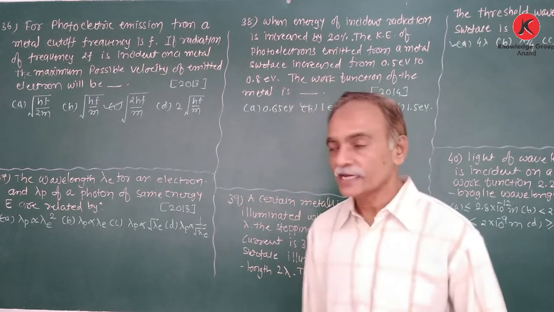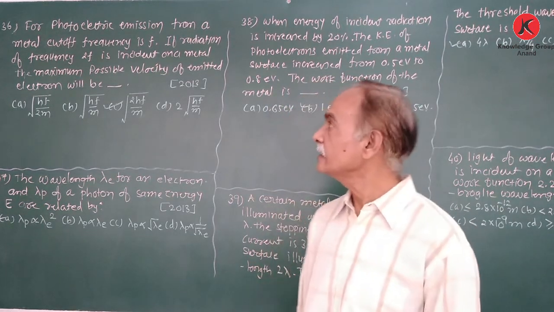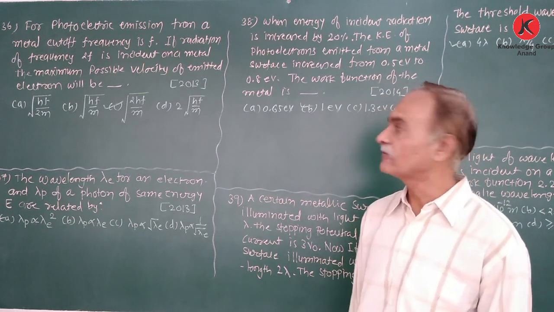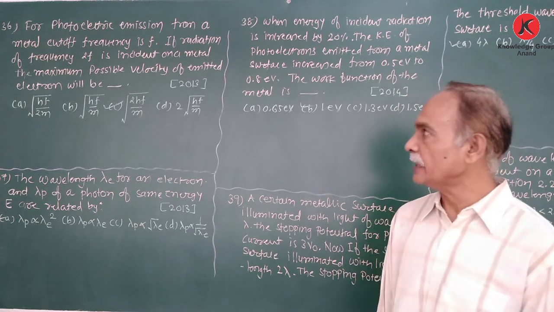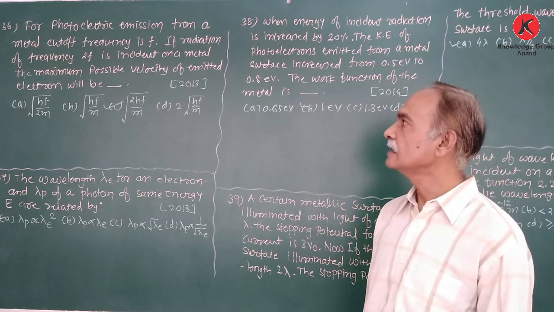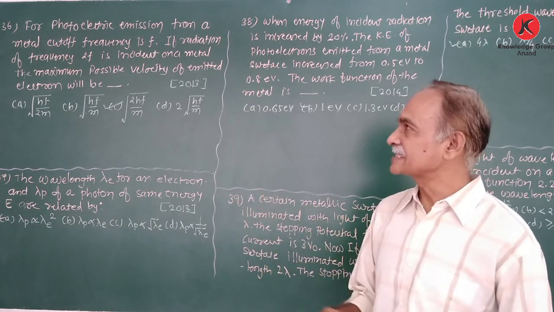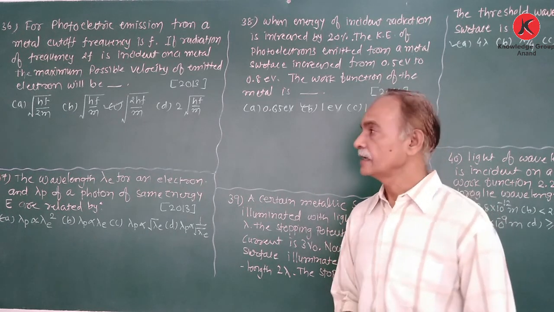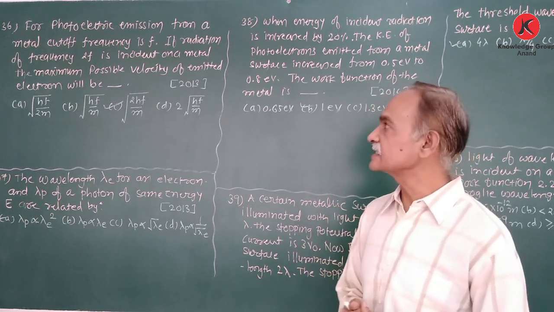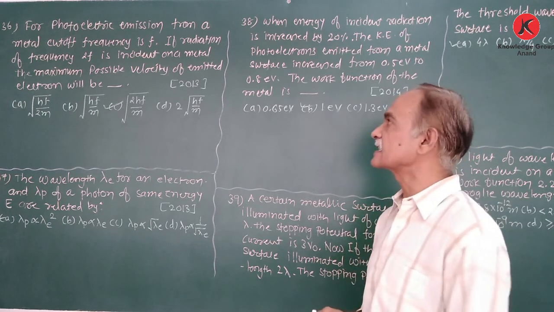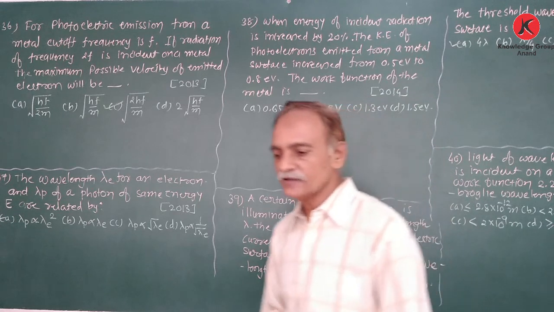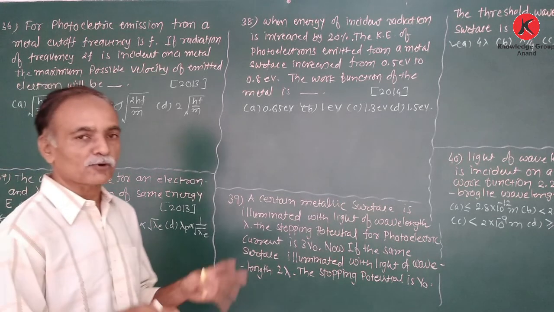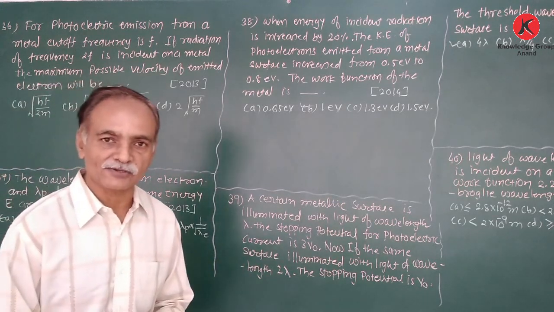Now friends, the next numerical was asked in 2013. For photoelectric emission from a metal, the cutoff frequency is given, that is f. If radiation of frequency 2f is incident on the metal, the maximum possible velocity of the emitted electron will be? For a given metal, the cutoff frequency f is given, that means the threshold frequency is given. Now radiation with double the frequency is incident on the metal. So what is the maximum possible velocity of photoelectrons emitted?